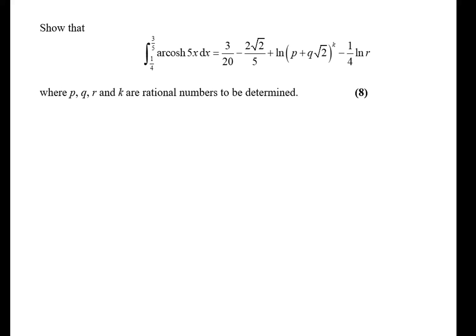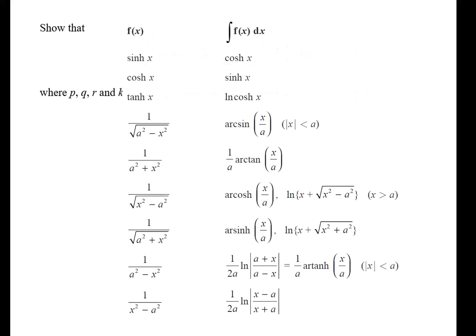The question actually said show that it's equal to 3/20 minus 2 root 2 over 5 plus the ln of p plus q root 2 to the power of k minus a quarter ln r. And I've got to find out what p, q, k and r are. So anyway, we look at the formula book, and there's no sign of arcosh. What are we going to do?